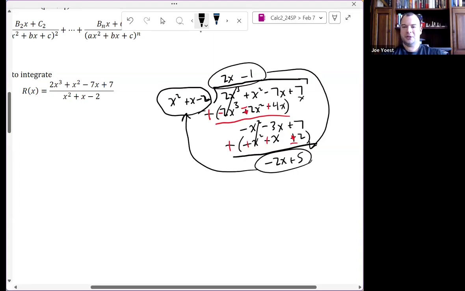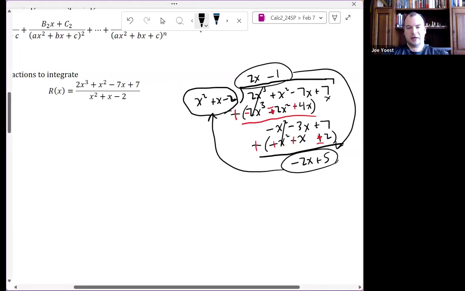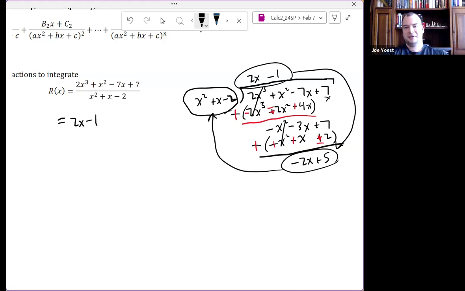So I have my quotient plus the numerator of the remainder over the denominator. I haven't done any calculus yet, although this is somewhat annoying algebra. So this rational expression can be rewritten as 2x minus 1. Note that the degree of the numerator was 1 above the degree of the denominator, so I'm able to break off a linear and a constant component. And then plus a negative 2x plus 5 over the denominator.